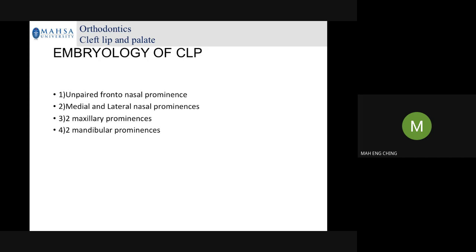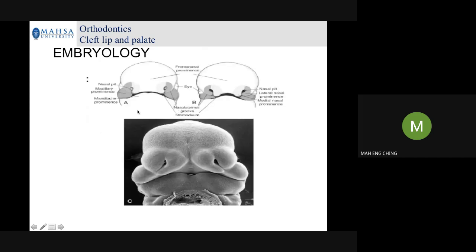So what happens during the embryology of the cleft palate, this time we talk about the growth. The frontal nasal process comes down, then joins with the medial and lateral nasal prominences, then the maxilla and mandible also join in the middle. If everything joins together, there's no problem. But if these processes fail to join to each other, they create the cleft. So we have the frontal nasal, the medial and lateral nasal, the maxillary, and the mandible. Look at this picture, which just illustrates everything we said just now.